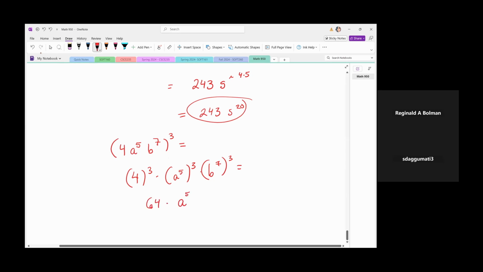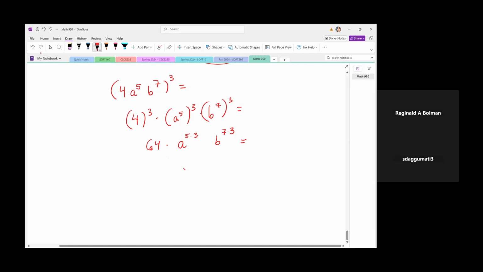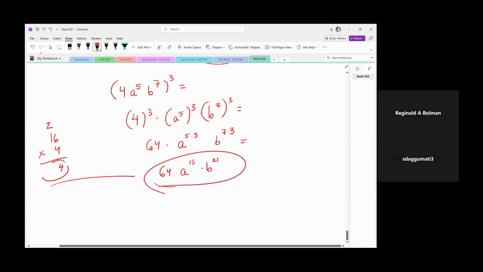You'll have a to the 5th times 3, b to the 7 times 3 by the exponent product rule. 5 times 3 is 15. 7 times 3 is 21. And you have a 64 left over. Of course, go ahead and check that. 16 times 4. 4 times 6 is, of course, 24. Carry your 2. 4 times 1 is 4 plus 2 does indeed give you that 64 that you need.